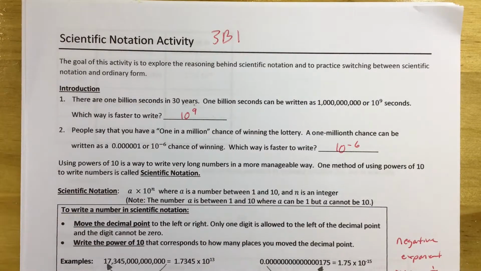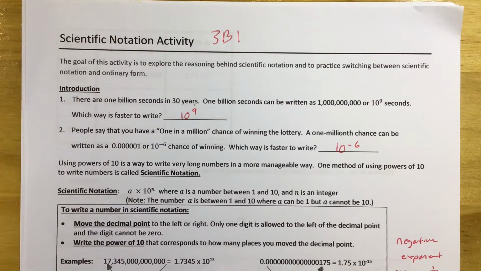In section 3B, the overall theme that we're going to be looking at is scientific notation. Okay, so what is scientific notation? Simply put, it is a way to take numbers that have a lot of digits. You want to be careful not to discuss them as very large numbers because that's not really what it is.